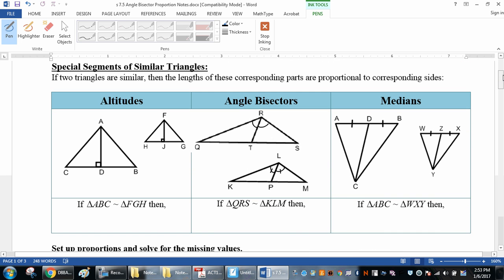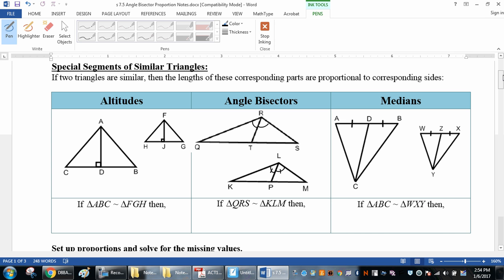We're talking about special segments. These are things we already know about. We know altitudes, we know about angle bisectors, we know about medians, okay? An altitude goes from a vertex of a triangle and makes a right angle with the base. Now if we have two similar triangles, the altitudes are proportional to the sides. So same idea, sides are proportional, their altitudes are proportional.